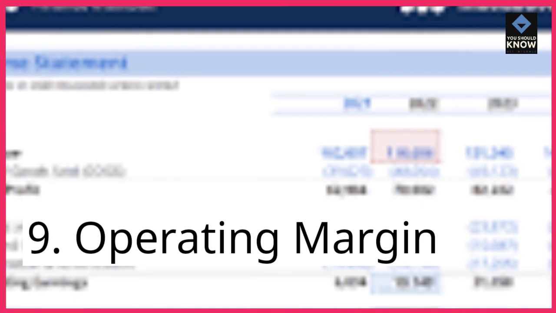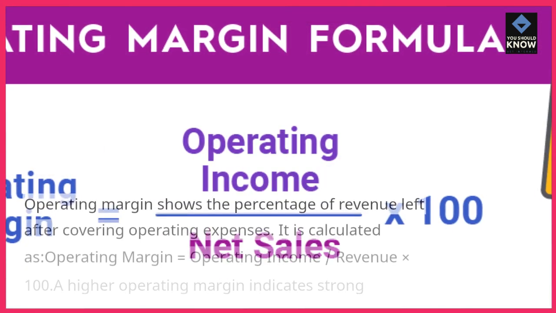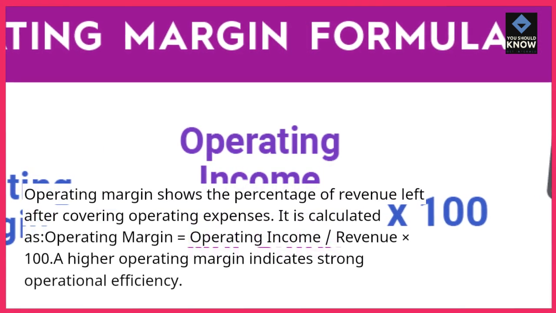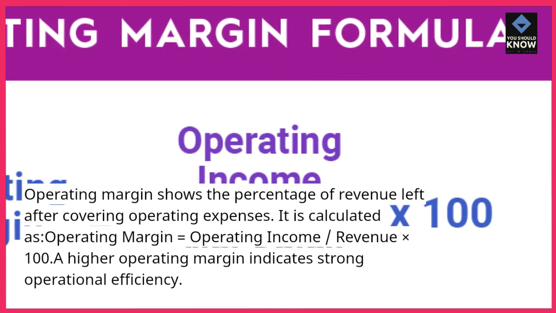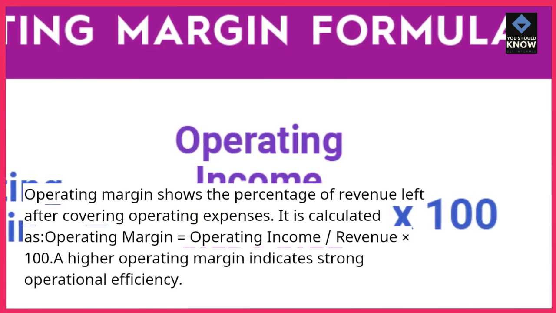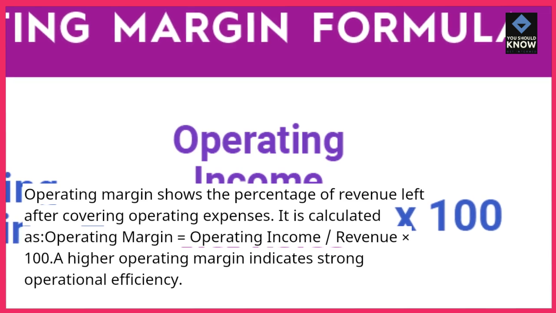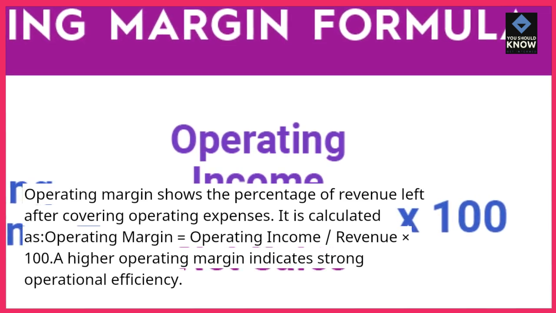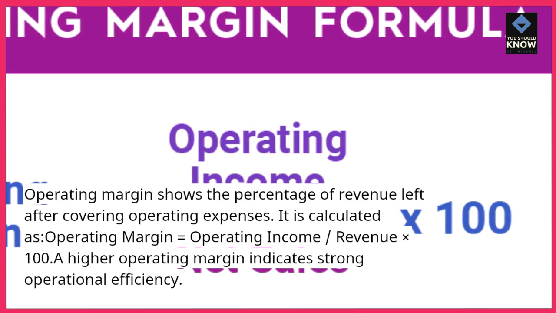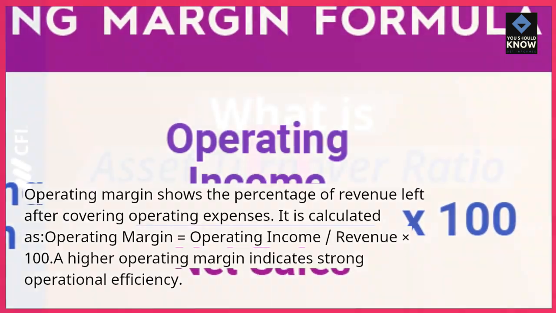9. Operating margin. Operating margin shows the percentage of revenue left after covering operating expenses. It is calculated as operating margin equals operating income divided by revenue, times 100. A higher operating margin indicates strong operational efficiency.